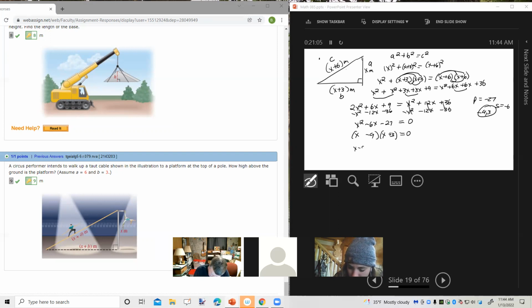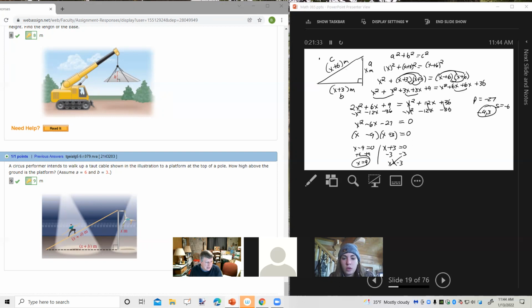So take each factor that contains a variable, set it equal to 0 and solve it. Going to add 9 to both sides, so x might be 9. Subtract 3 from both sides, x might be negative 3. Now, since x represents a distance or a length or a width of this triangle, it can't be a negative value. So x has to be 9.